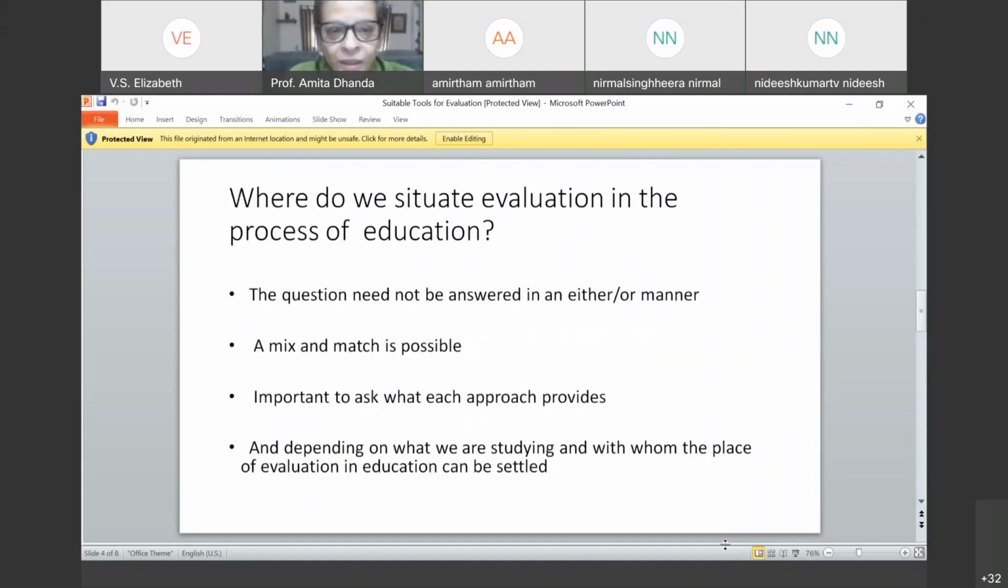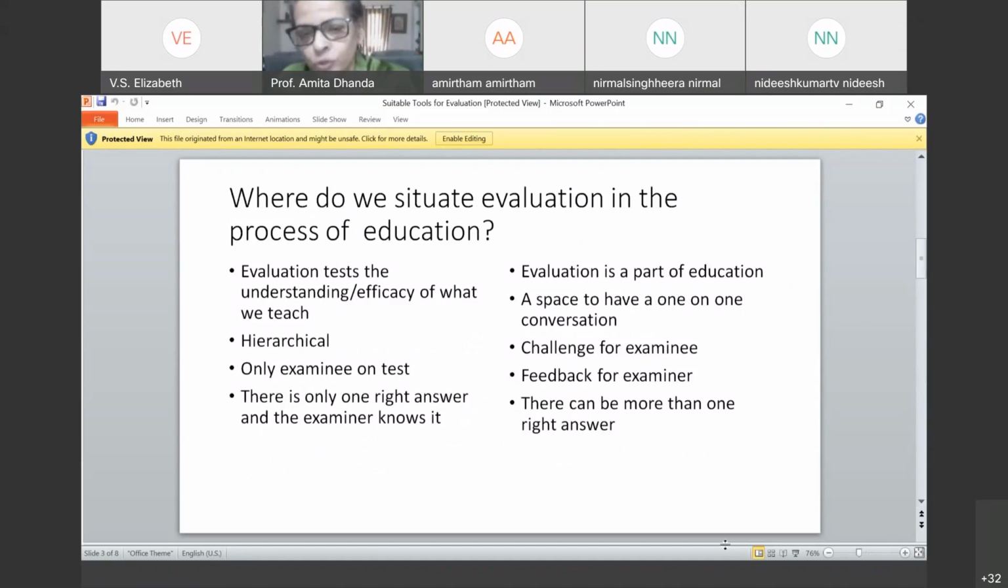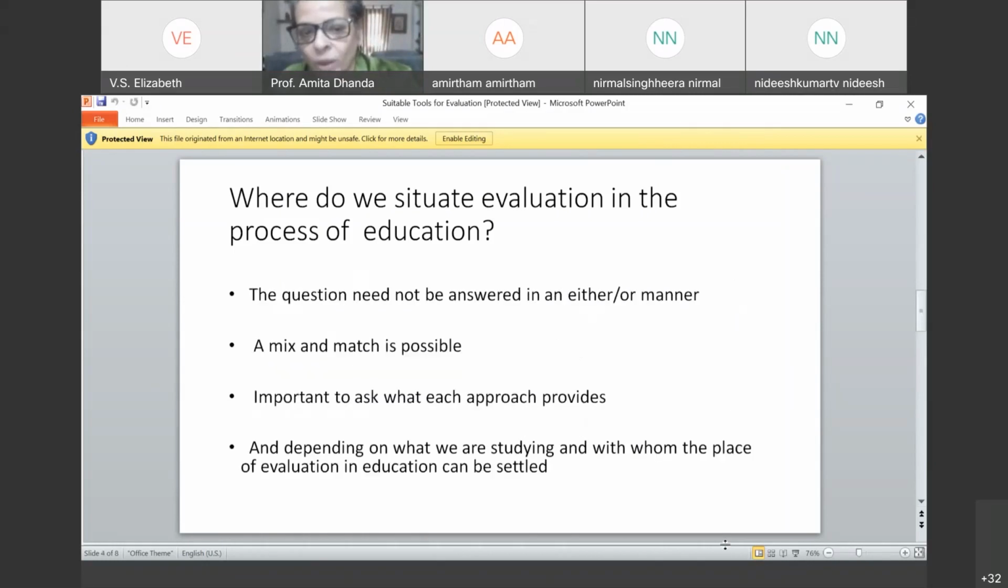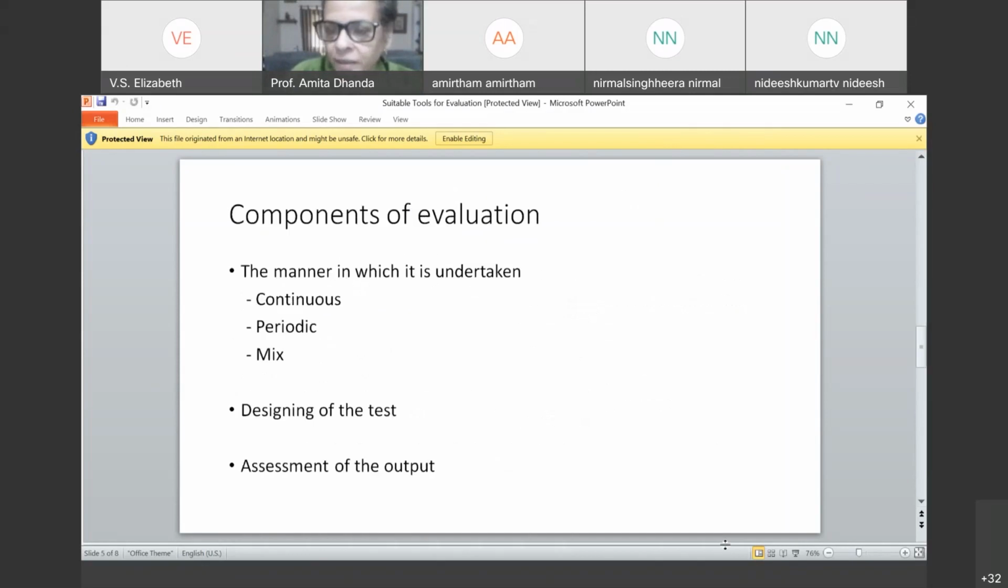Okay, this was the slide I was at, in fact, this you should see, because this is where I was talking about this side of the screen and that side of the screen, because I had split it up into saying that you can look at tests as evaluating tests and understanding efficacy, and then evaluation as a part of participation or democratization of education and stuff like that. So this entire thing was coming from there. Now, this is the one where I said that you can situate evaluation in the process of education. You don't have to look at this as an either-or question. A mix and match is possible. And I was at this slide when you've now alerted me.